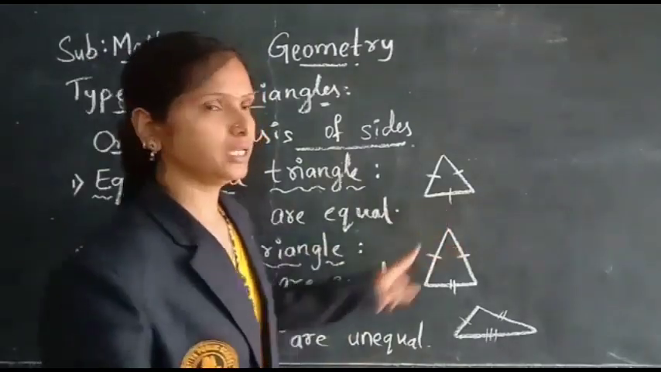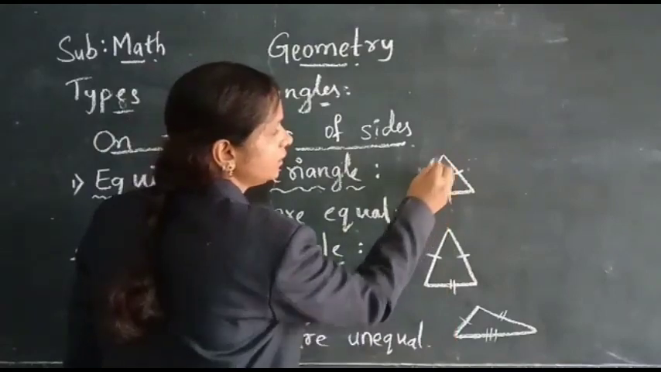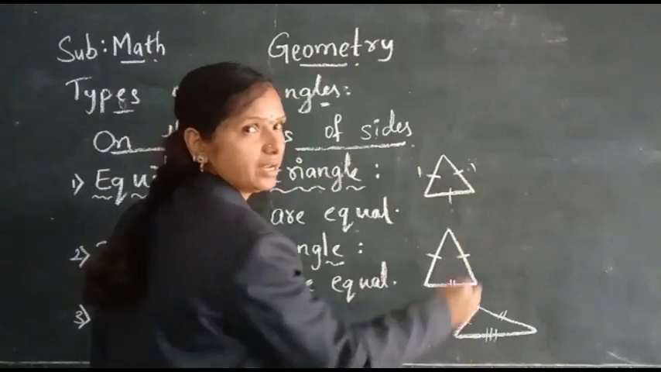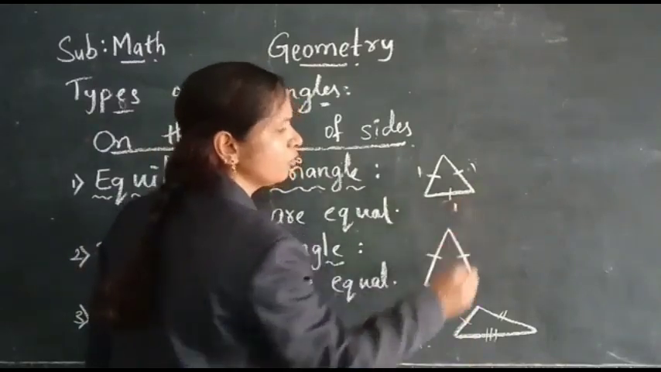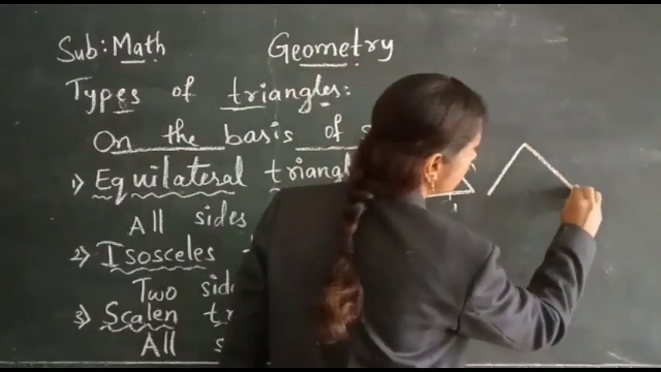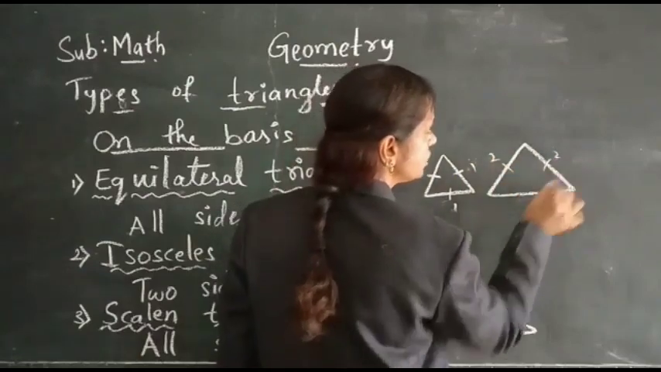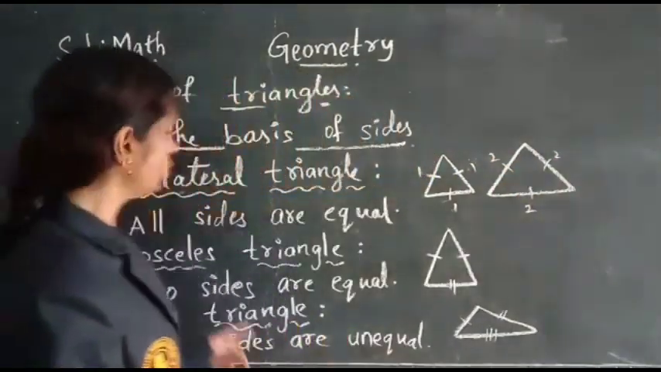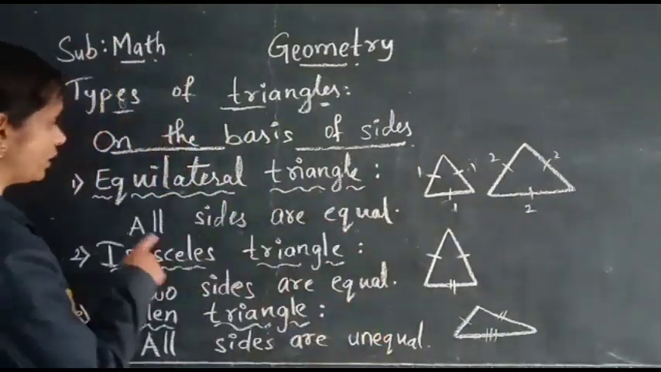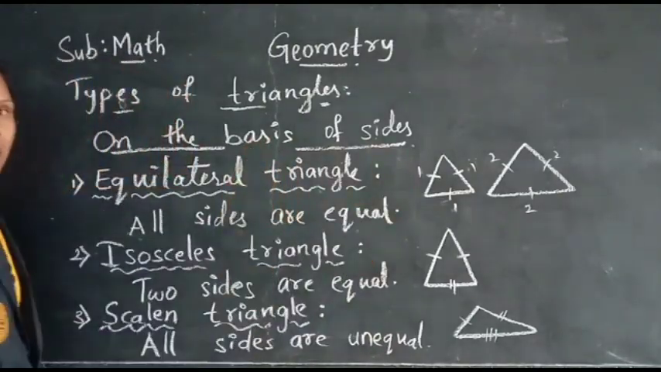See, observe this figure here. All sides are equal. For example, if one side's length is taken as 1, the next side also should be 1, and the next side should also be 1. For example, I have taken sides of 2 centimeters. So here 2 centimeters, here also 2 centimeters, and here also 2 centimeters. So these types of triangles are called equilateral triangles. Again I am repeating, children, all sides are equal in an equilateral triangle.